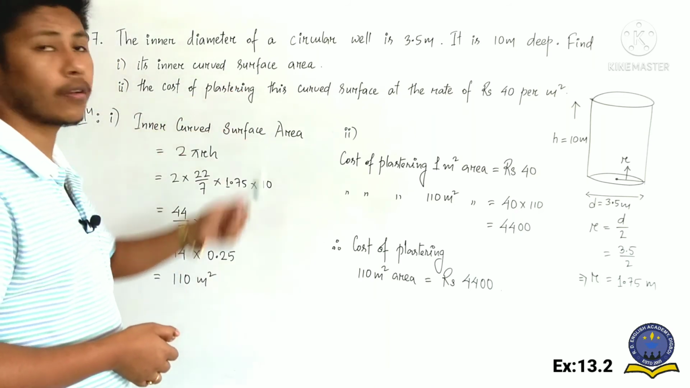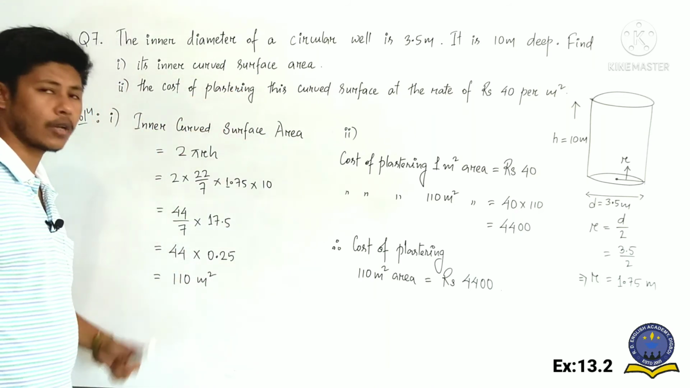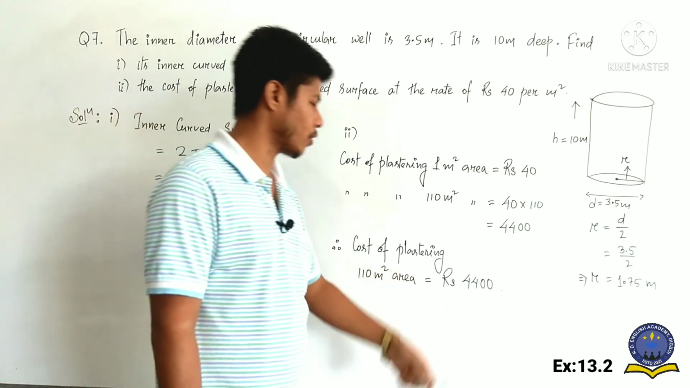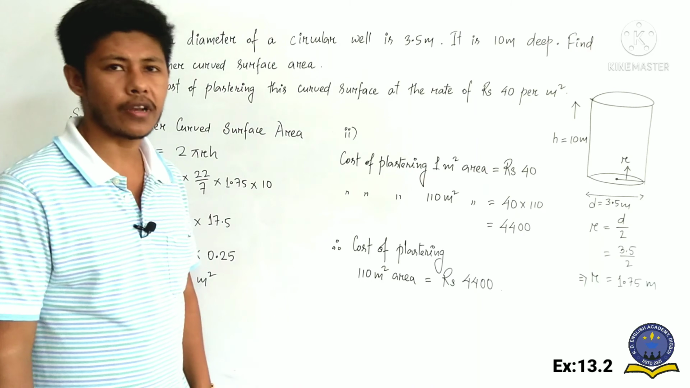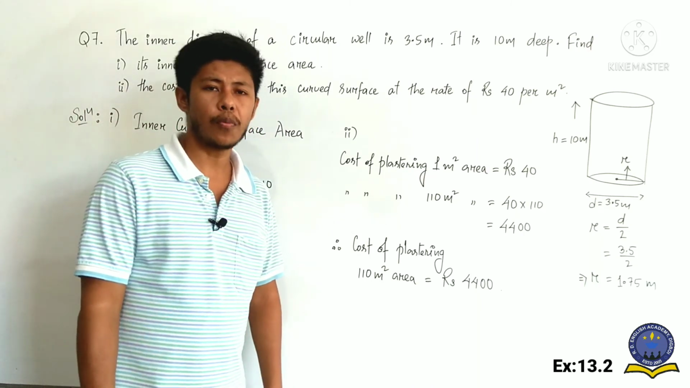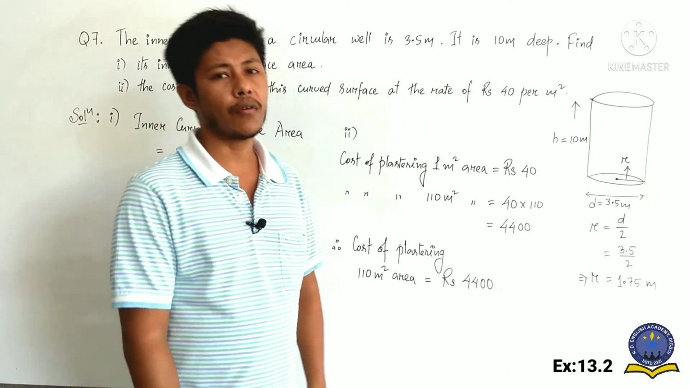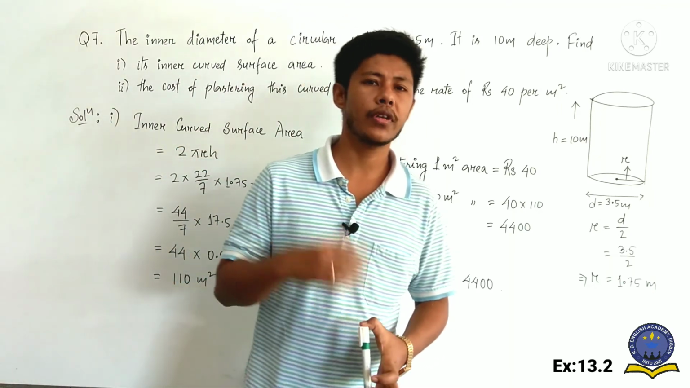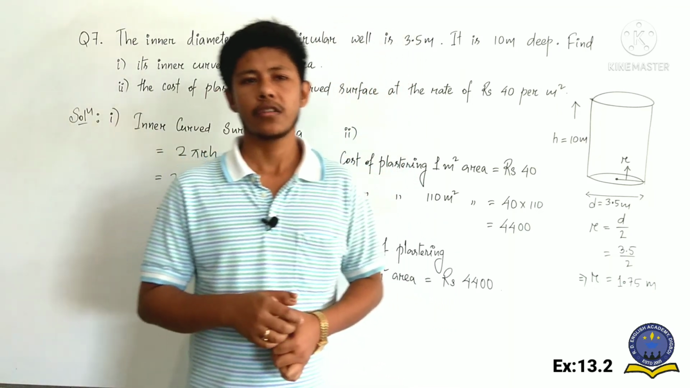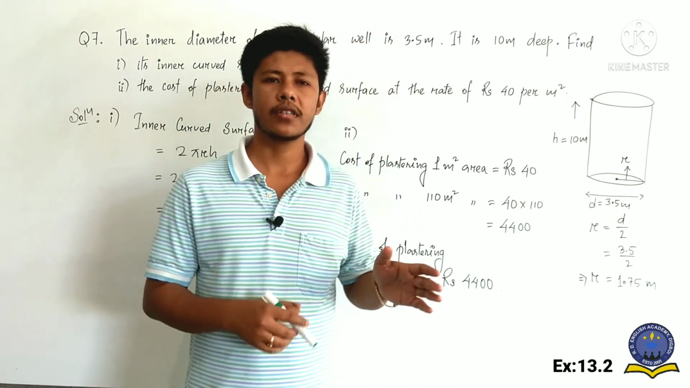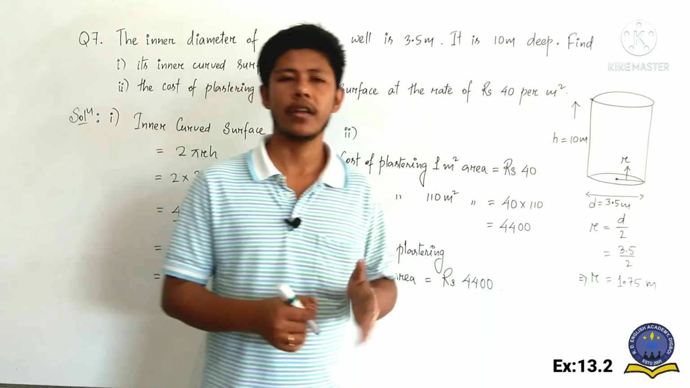So two questions are given here. First of all we find the inner curved surface area, which is 110 meter square, and then we find the cost, which is 4,400 rupees. I hope all of you understood these questions 6 and 7. In our next class we will discuss question number 8. So you have to copy these two questions properly, and we discuss the next question in our next class.